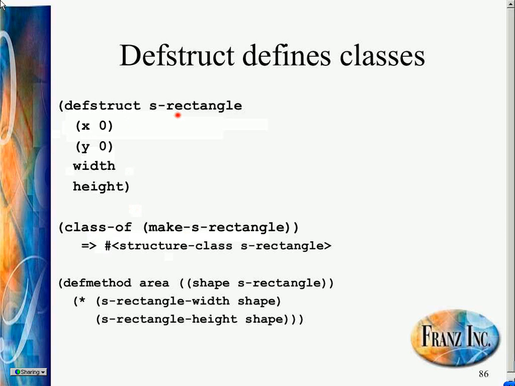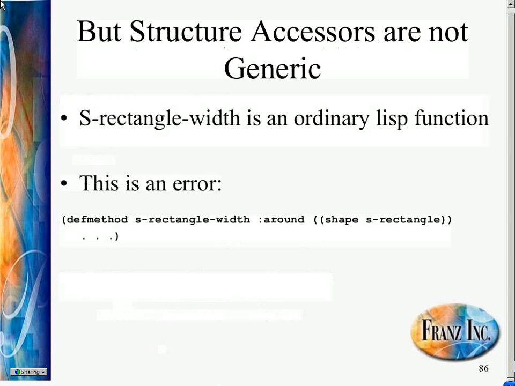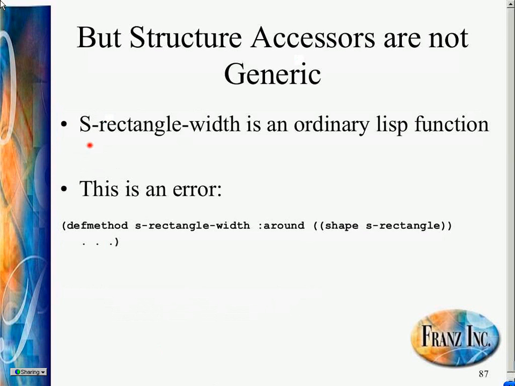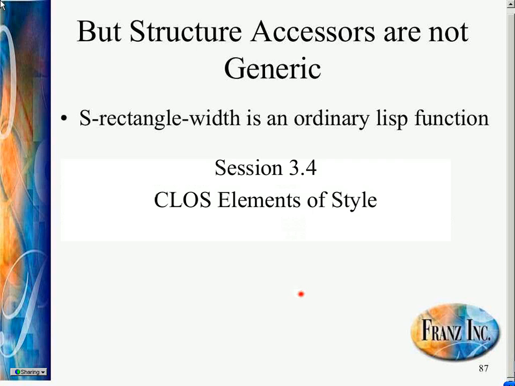When you create a defstruct, you get an automatic constructor function, and it is an instance of structure-class, S-rectangle. Structure-class means that this is a class created by defstruct. And you can define methods on that, but the accessors are not generic functions. The accessor to the rectangle, S-rectangle width, is an ordinary Lisp function. It is not a generic function. You cannot define your own methods on it. You cannot define an around method on it, for example.